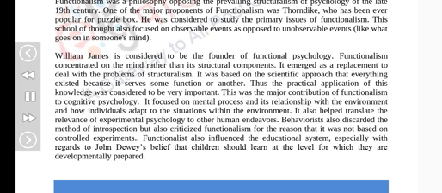Behaviorists also discarded the method of introspection but also criticized functionalism for the reason that it was not based on controlled experiments. Functionalists also influenced the educational system, especially with regards to John Dewey's belief that children should learn at the level for which they are developmentally prepared.